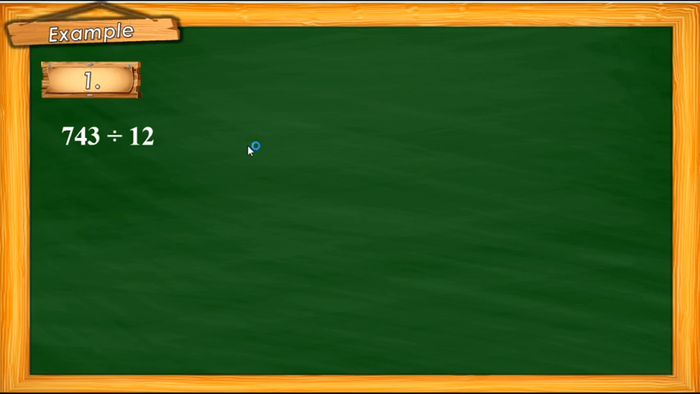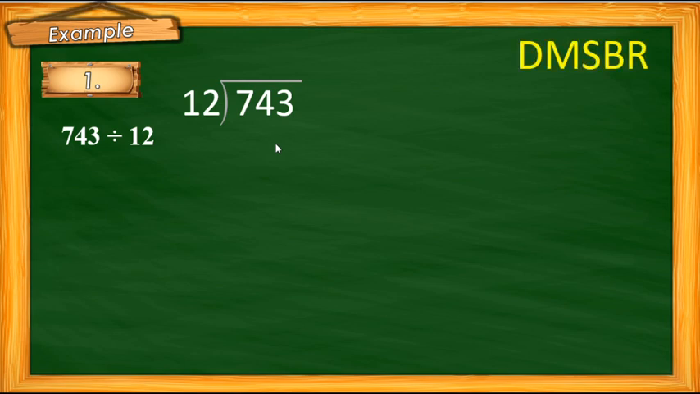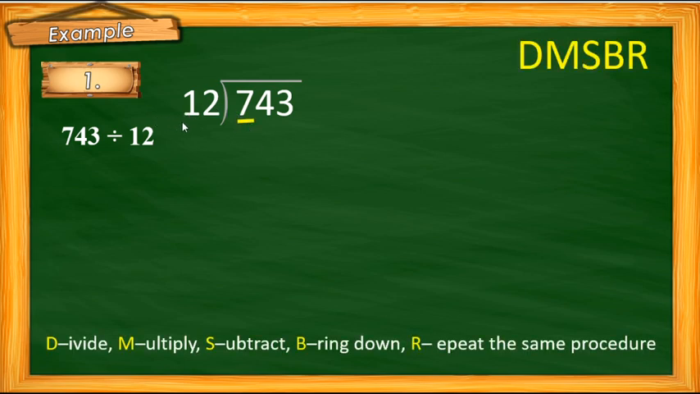So 743 divided by 12. 743 is inside the long division bar. Divided by 12, the divisor is outside the long division bar. So using the DMSBR rule, 7 divided by 12 cannot be. So we're going to use the 2-digit number. 74 divided by 12 is 6, and then 6 times 12 is 72, and then subtract, 74 minus 72 is 2, and then bring down 3.